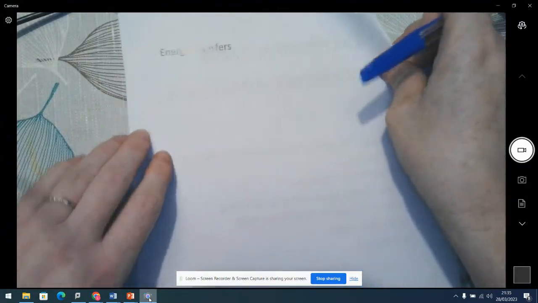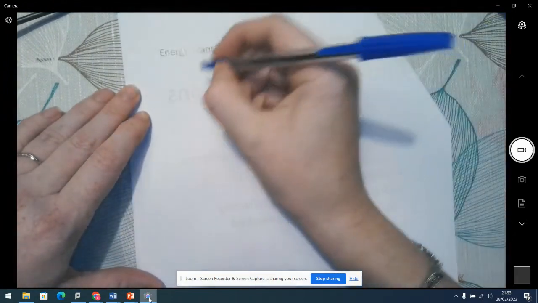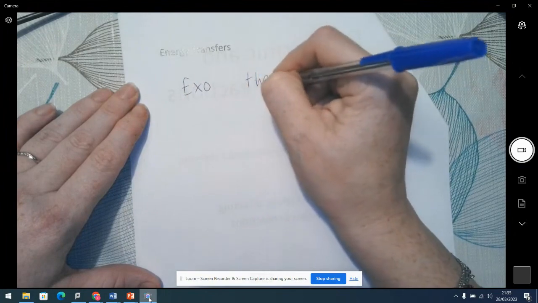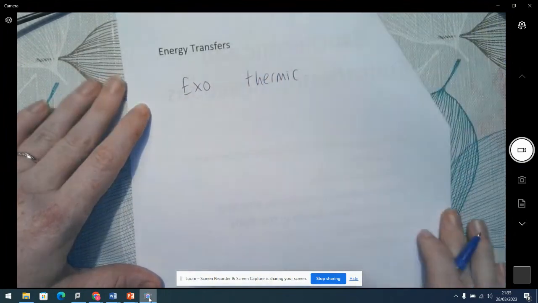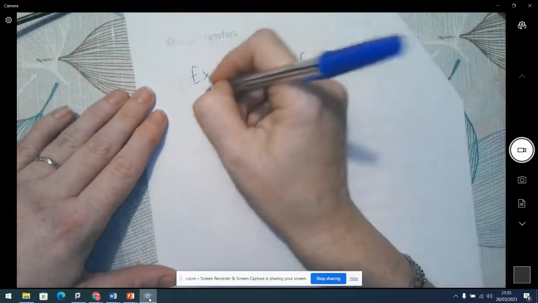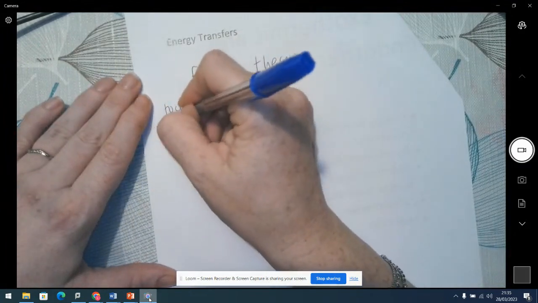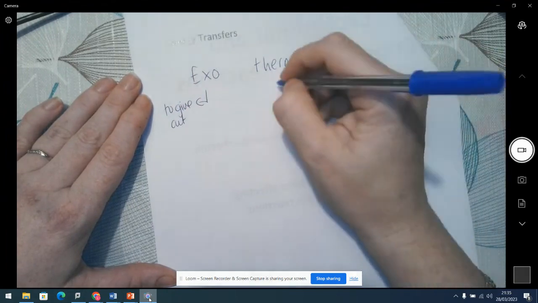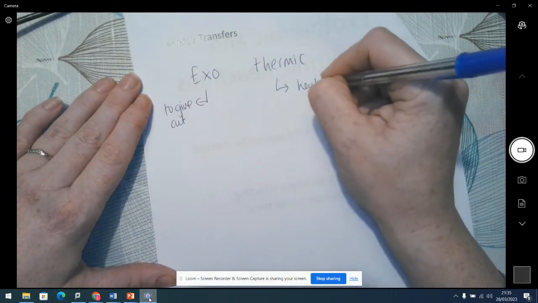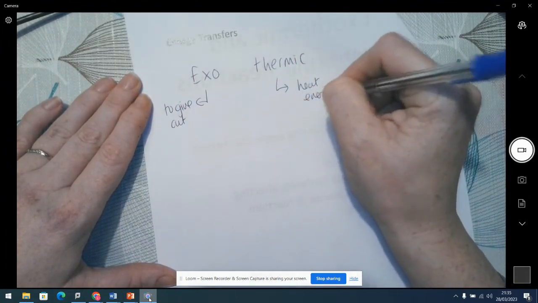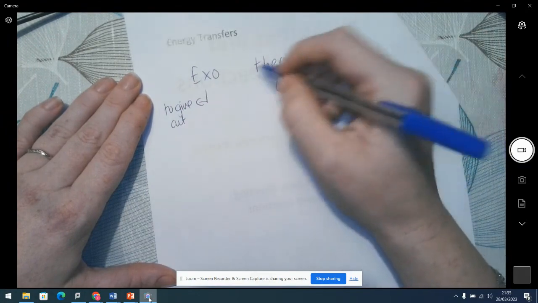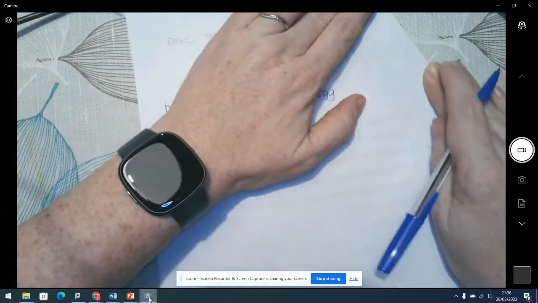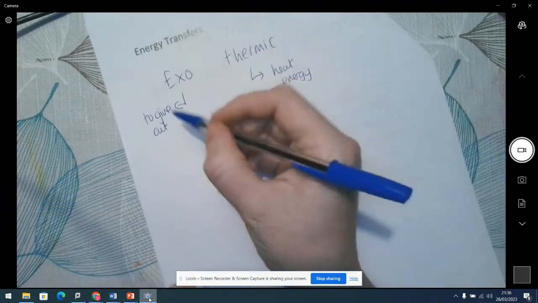So we'll start off with just thinking a little bit about the words. I want to start with the word exothermic. Exo means to give out. So think of the word exit, and thermic means heat, energy. So it gives out heat energy to the surroundings. So it's important we know that. So let's actually write that down as a definition.